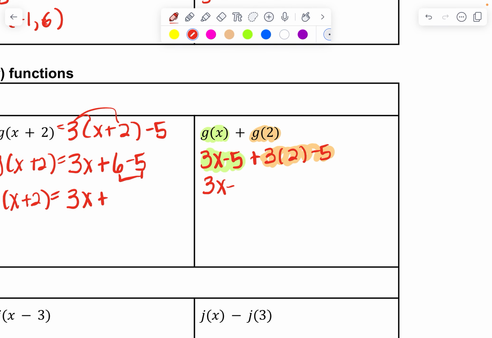We have 3x minus 5 plus 6 minus 5. And then combining all of these, negative 5 plus 6 is 1. Minus 5 again is negative 4. So our final answer is 3x minus 4.